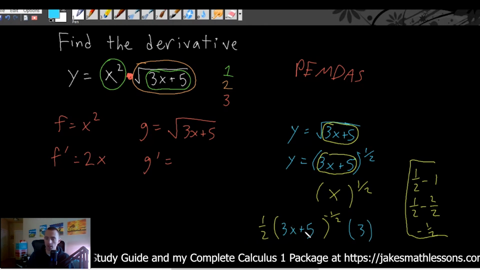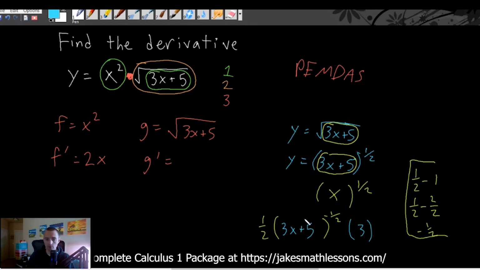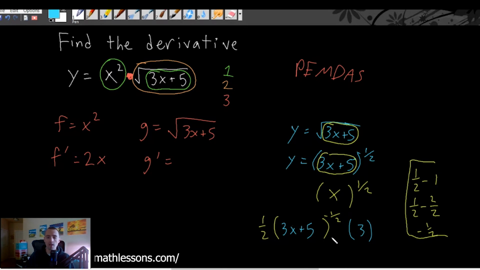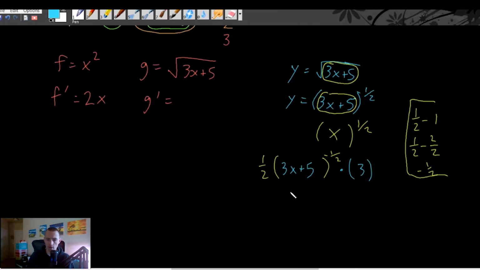So basically we're just going to get the derivative of the outside function, leave the inside function alone, so leave our 3x plus 5 alone, take the derivative of our 1/2 power portion of that, which puts the 1/2 in front, lowers our power to negative 1/2, and then times by the derivative of the inside function, which is just 3. So this is then going to simplify the 3 and the 1/2 to 3/2 times 3x plus 5 to the negative 1/2.